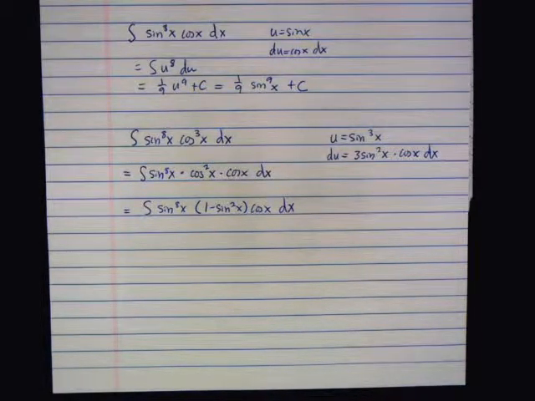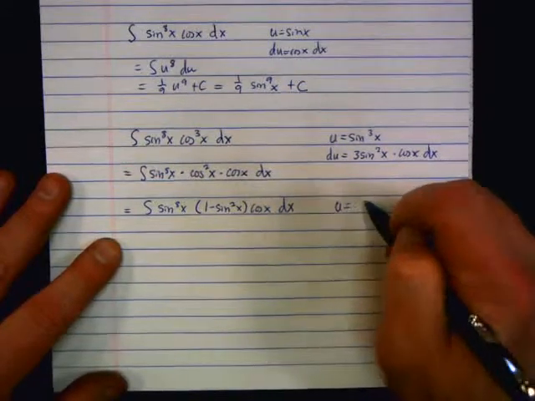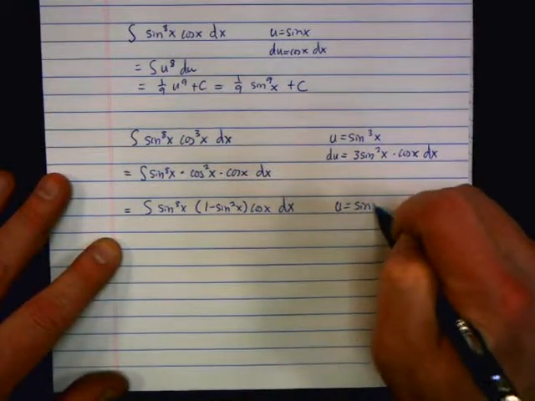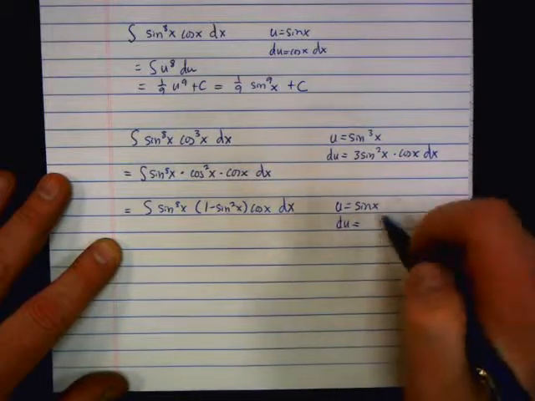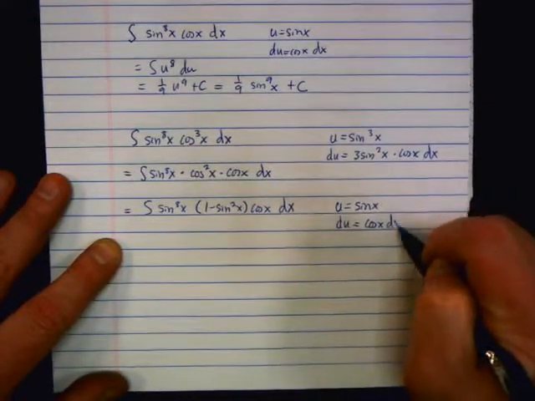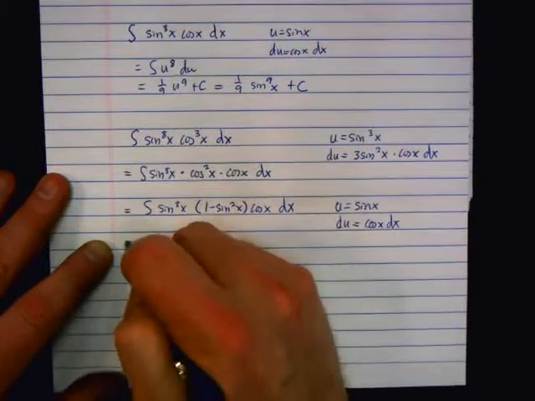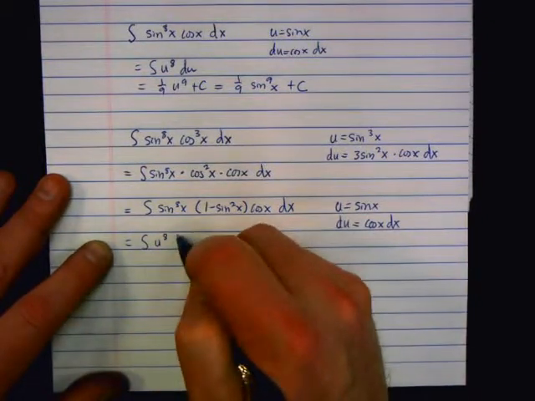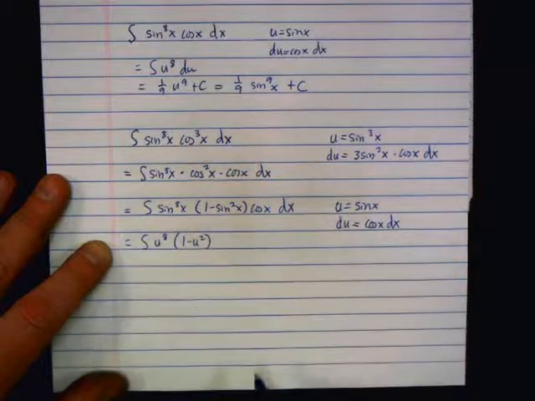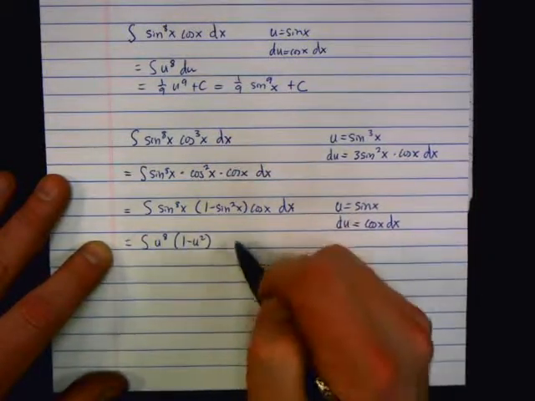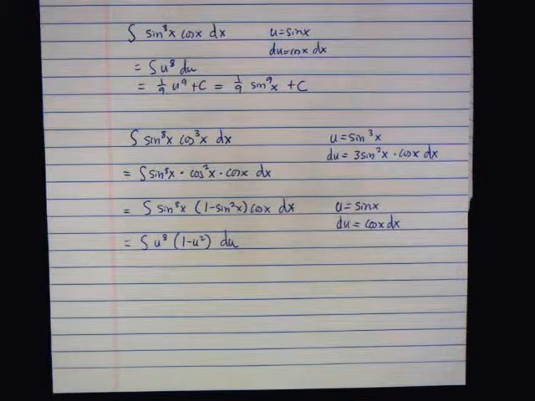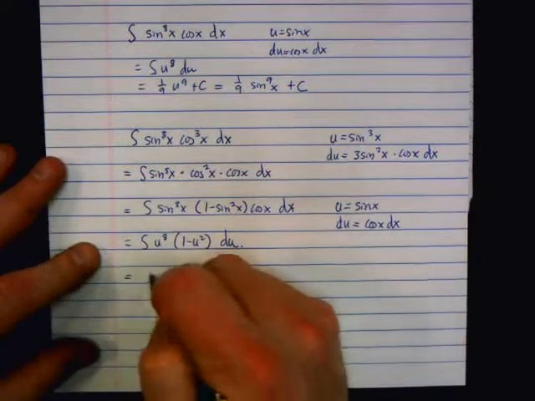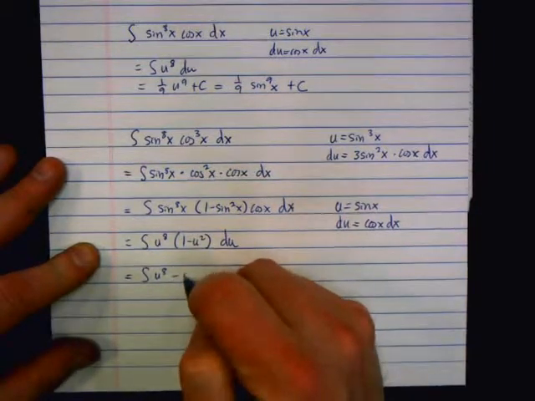Now I can do u substitution. U is sine x, and then du is cosine x dx. This becomes the integral of u to the 8th times 1 minus u squared, and then cosine x dx, all that's du. So I got rid of all those scary looking trig functions. Now what? Distribute, integrate, and you're all done. This is the integral of u to the 8th minus u to the 10 du.